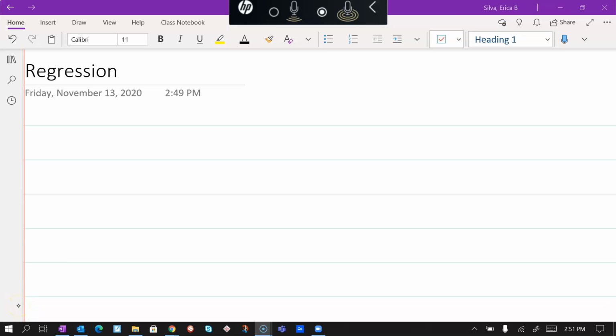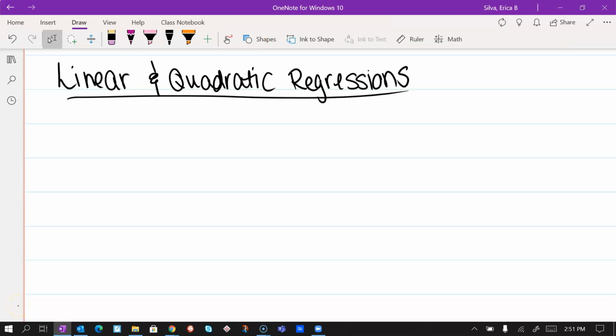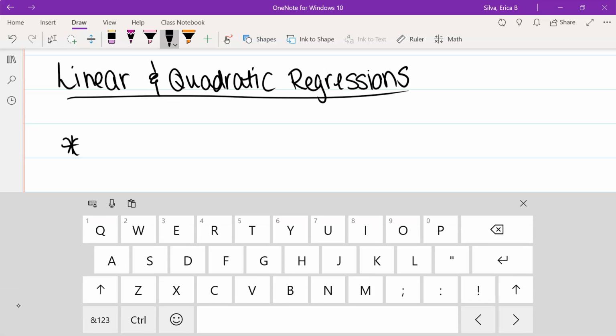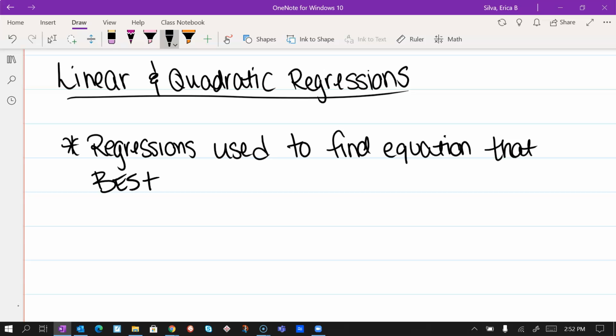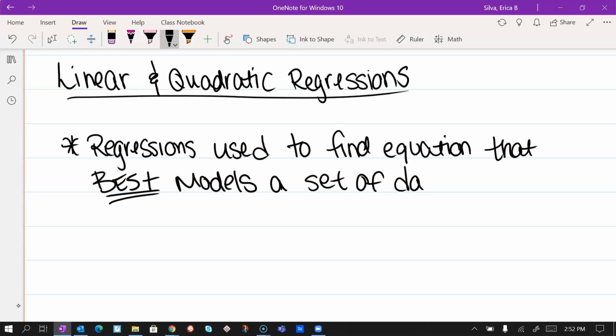All right, so we're going to be looking at linear and quadratic regression. Now let's first talk about the word regression. Regressions are used to find an equation that best represents or best models a set of data. And then from the equation, we make predictions.